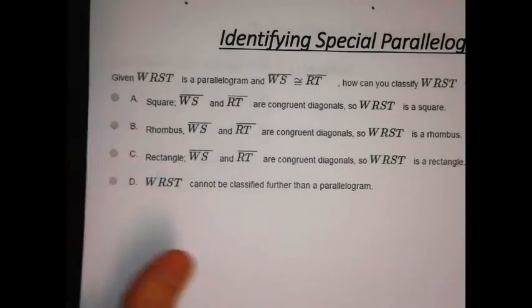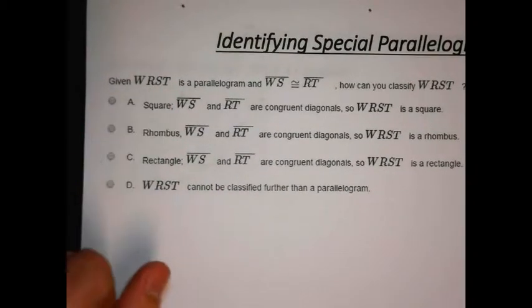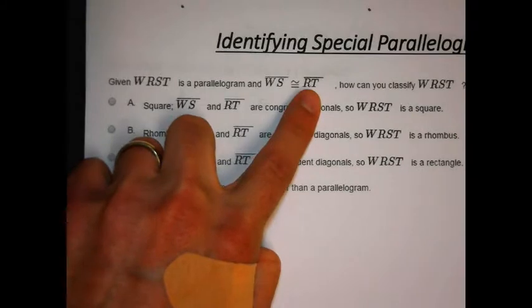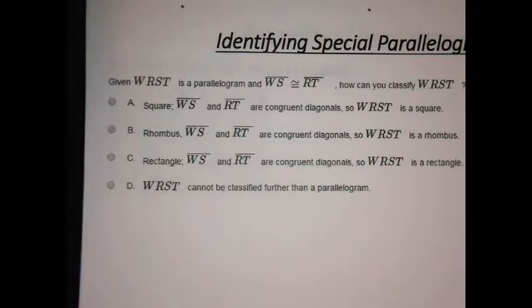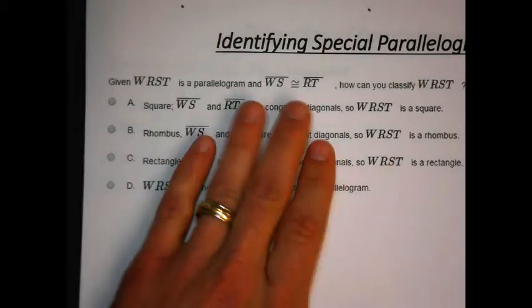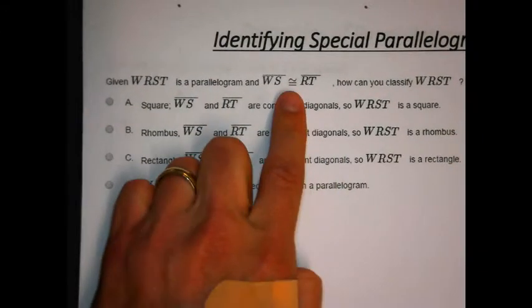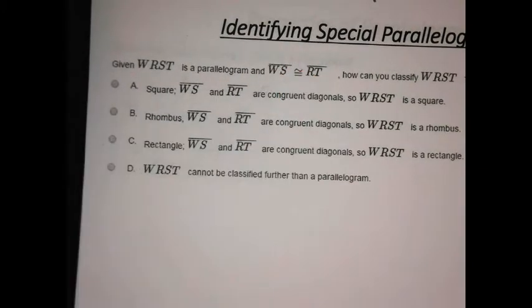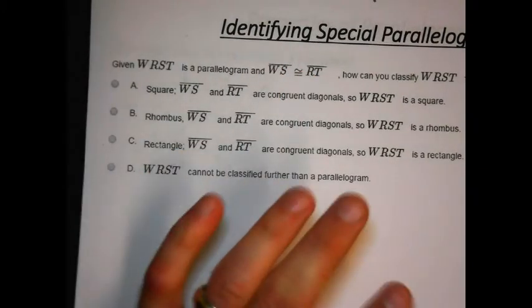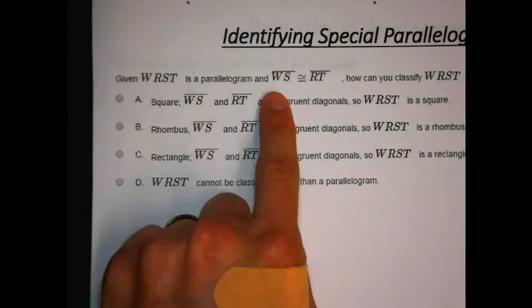Given WRST is a parallelogram and segment WS is congruent to segment RT, can we classify WRST? Let's explain. Now, what is going on? What is this telling us here? Is this giving us a side length? Are we talking about two congruent sides? What's happening here? I love this question because what is this all about?